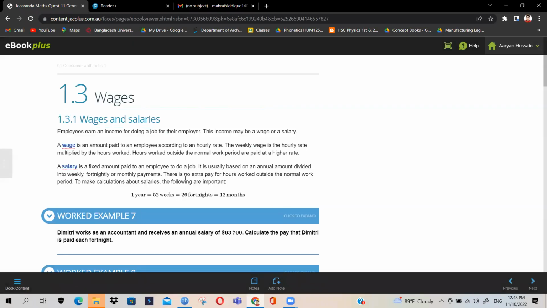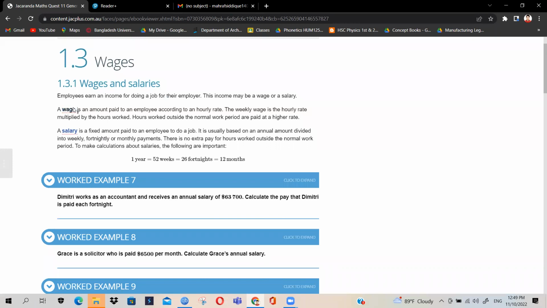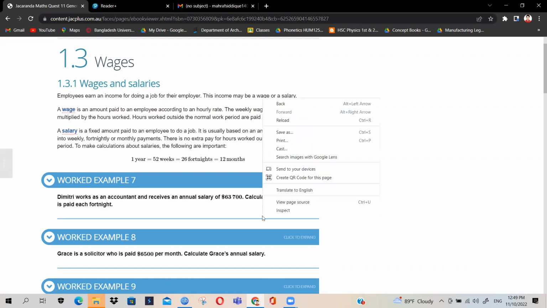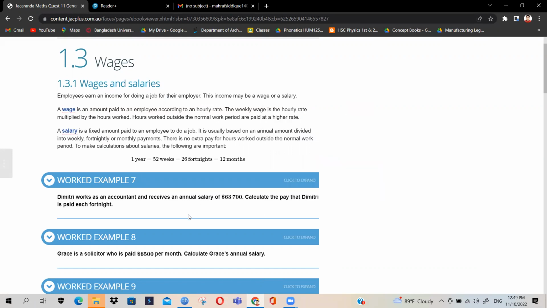Wages and salaries. Let's see. I mean, you understand wage and salary. In case of wage, you get paid at an hourly rate. It's not actually always an hourly rate.